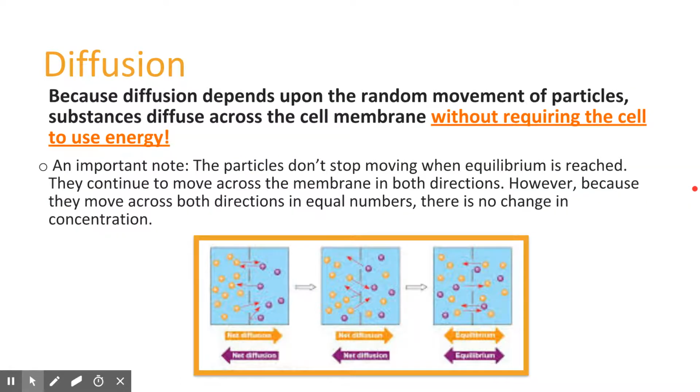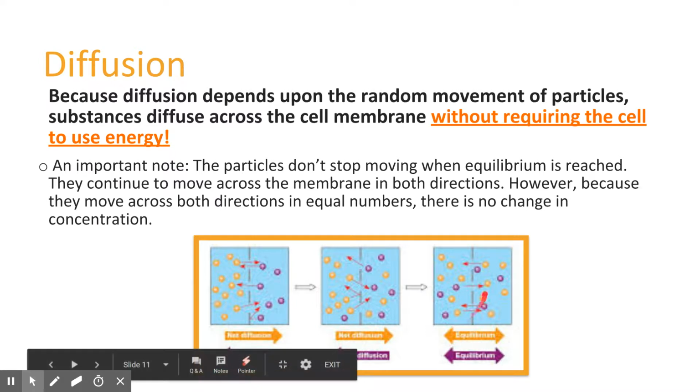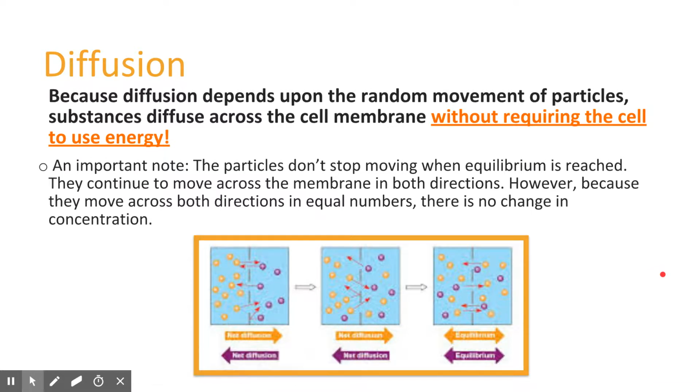Because diffusion depends upon the random movement of particles, substances diffuse across the cell membrane without requiring the cell to use energy. It's also very important to note the particles don't stop moving just because equilibrium is reached. They continue to move across the cell membrane, like in this picture, in both directions. But because they move across the membrane in about equal numbers, there's no change in the concentration. So they're not still, there's no net movement.